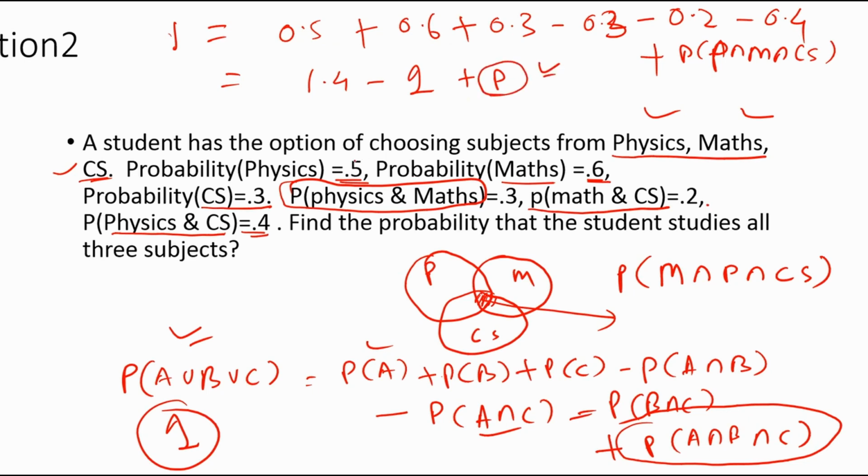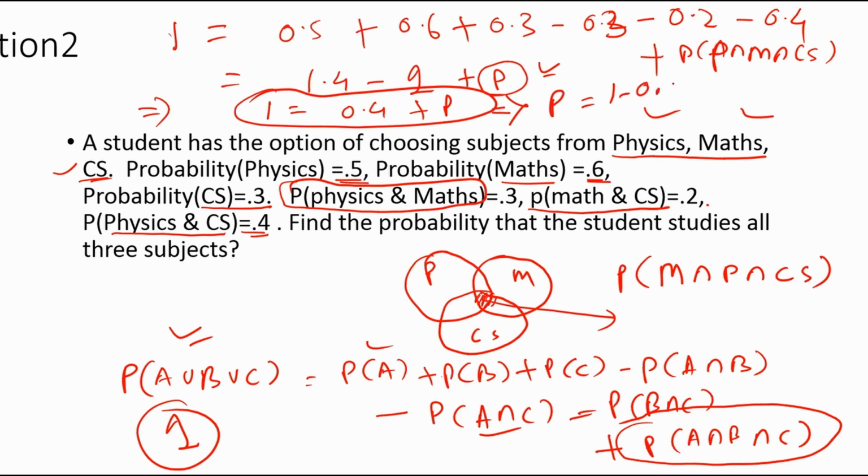This is what we want. Okay, so this is 1 equal to 0.4 plus P. So if we solve this equation, we get P equal to 1 minus 0.4, which is 0.6. So the probability that somebody will choose all three subjects, physics, maths, and computer science, is 0.6. So that's how we solve using the Venn diagram.